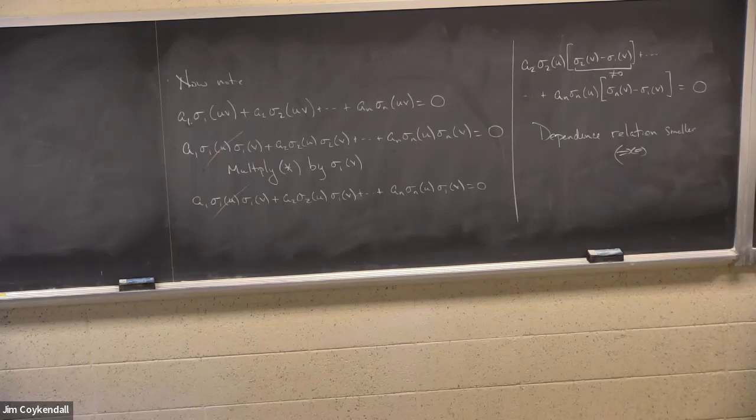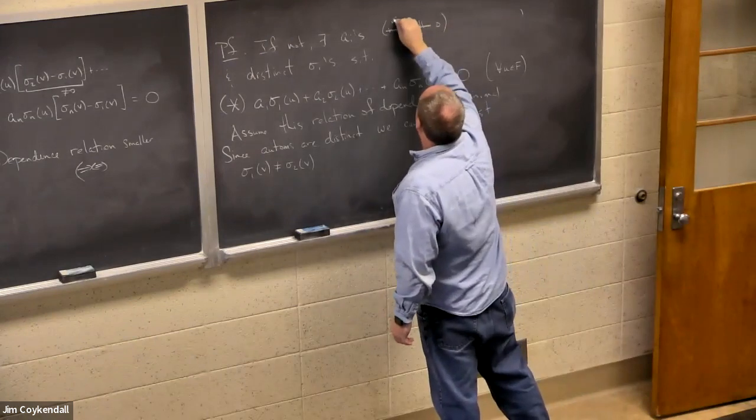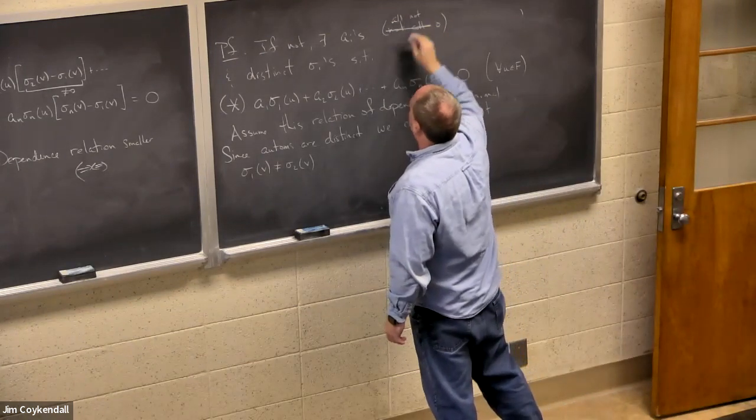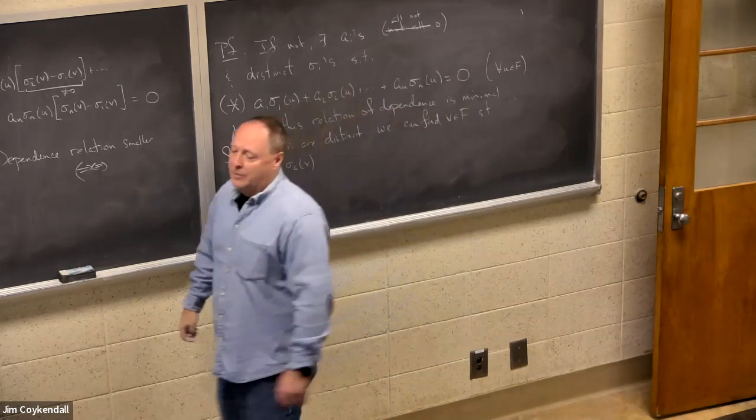Now let me make a quick correction in the proof. Actually, I meant for these, not all zero, all not zero. So I will omit any ones that have the zero a_i.